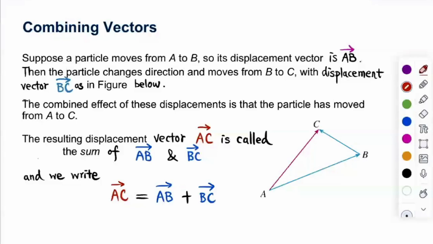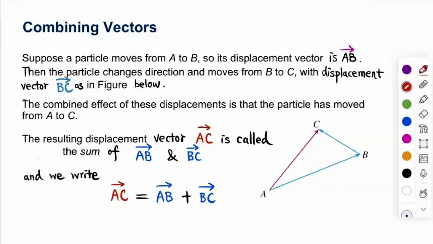Then what do you think about the combined effect of these two displacement vectors? They'll be from where to where? Starting from A and ending at C, right? If you walk from here to here and then from here to here, the result is the same as going from here to here. The final result is going from A to C. So the displacement vector A to C is the sum of the vector A to B and B to C. Do you guys agree? Okay, all right.